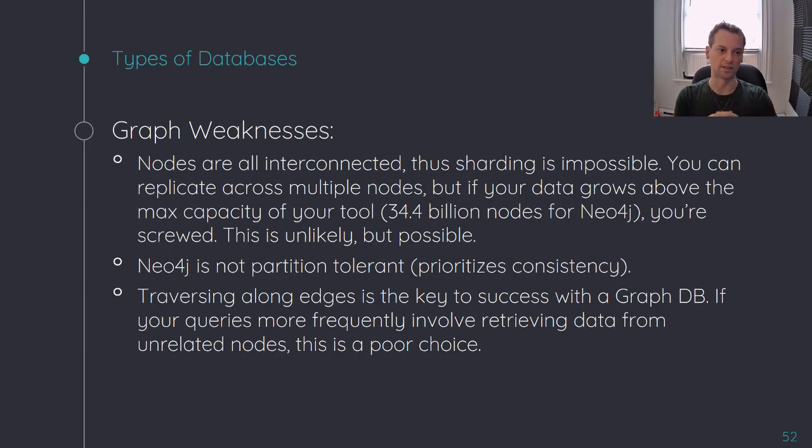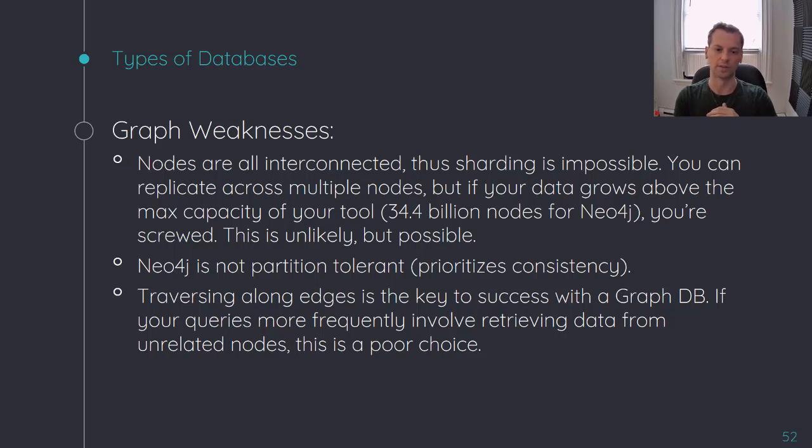So some graph weaknesses. Nodes are all interconnected, thus sharding is impossible. You can replicate across multiple nodes, but if your data grows above the max capacity of your tool, which is 34.4 billion nodes and edges for Neo4j, you're screwed. This is unlikely, but it is possible if you are working with a very large data set.